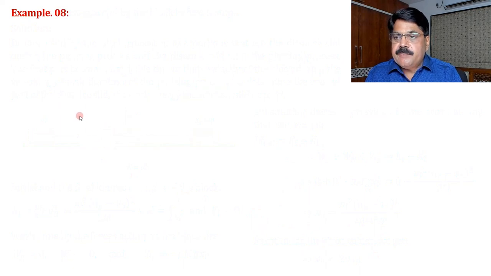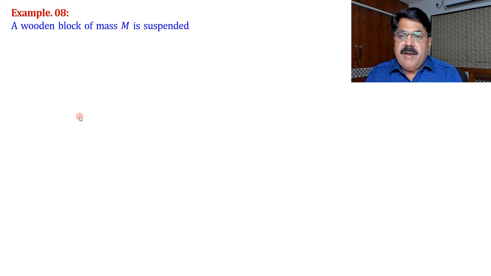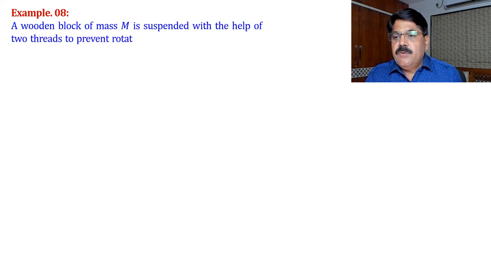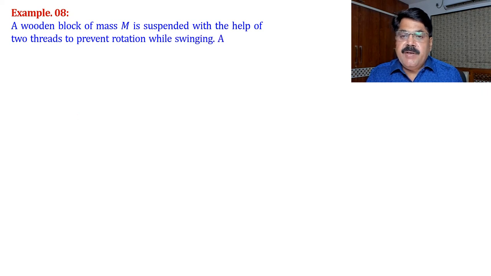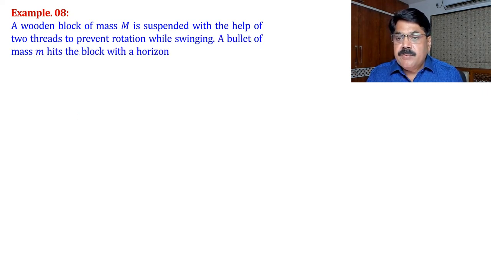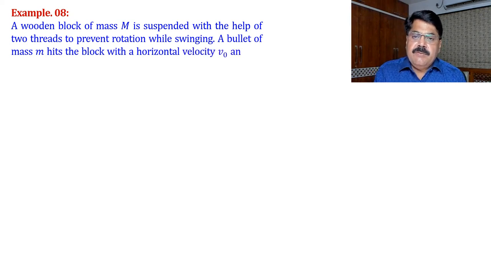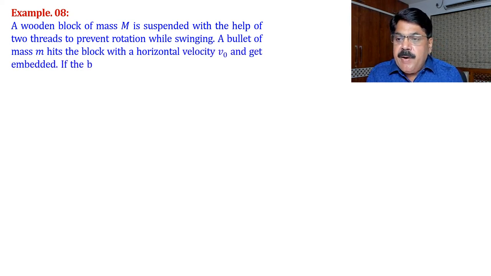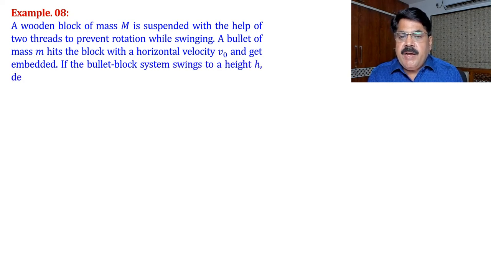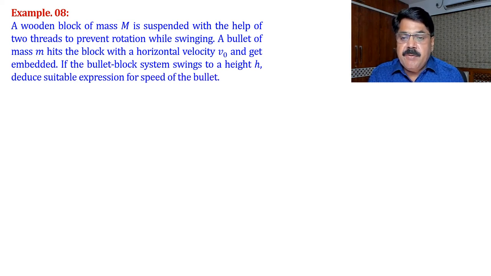Example 8. A wooden block of mass capital M is suspended with the help of 2 threads to prevent rotation while swinging. A bullet of mass small m hits the block with the horizontal velocity v0 and gets embedded. If the bullet-block system swings to a height h, deduce a suitable expression for the speed of the bullet.